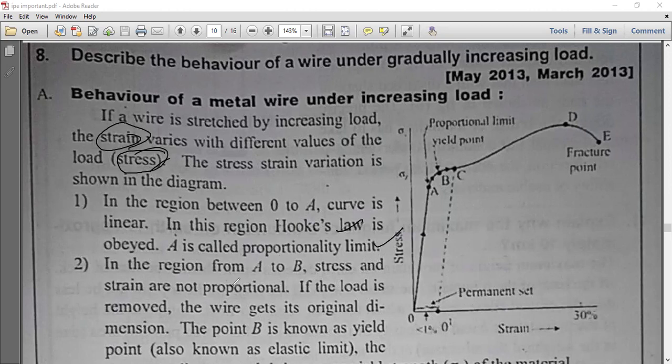Next, in the region from A to B, the stress and strain are not proportional, but the body will regain its original shape and size. Till B, they are not proportional, but the body will regain its shape and size. That is called the elastic limit. Okay, understood. Next point. Now C point.